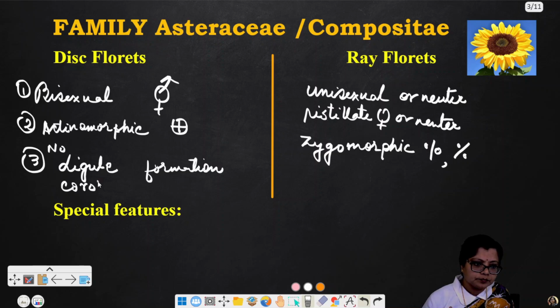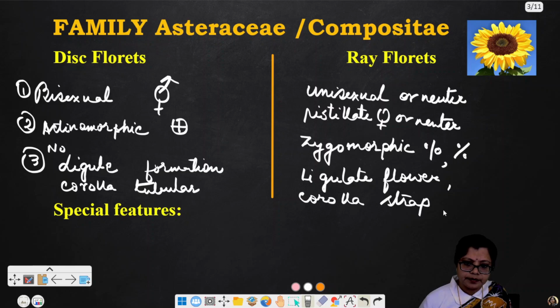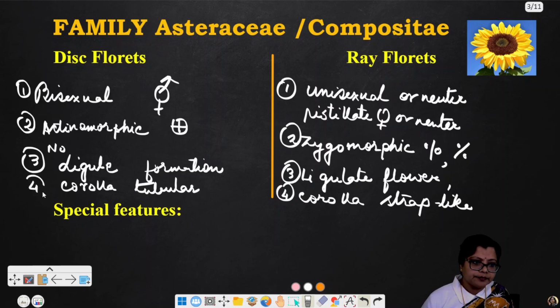Corolla tubular. Okay. Here we find ligulate flower. Ligulate flower forms a strap-like or tongue-like structure. Okay. Corolla strap-like. Clear?